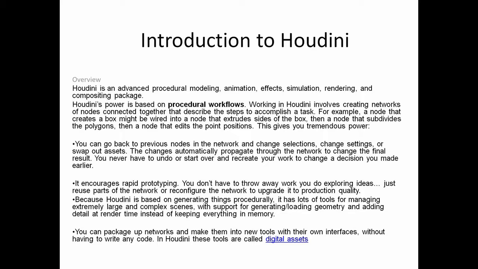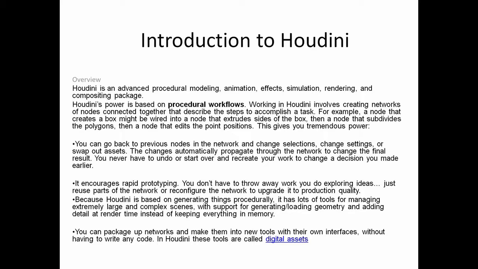So you can go back to a previous node in the network and change selection, change settings, or swap out assets, and the change automatically propagates through the network to change the final result. You never have to undo or start over and recreate your work to change a decision you made earlier. It encourages rapid prototyping. You don't have to throw away work when exploring ideas. Just reuse a part of the network or configure the network to upgrade it to production quality.